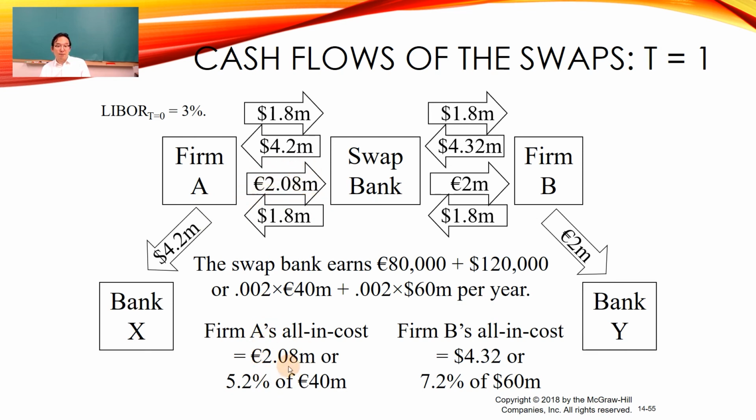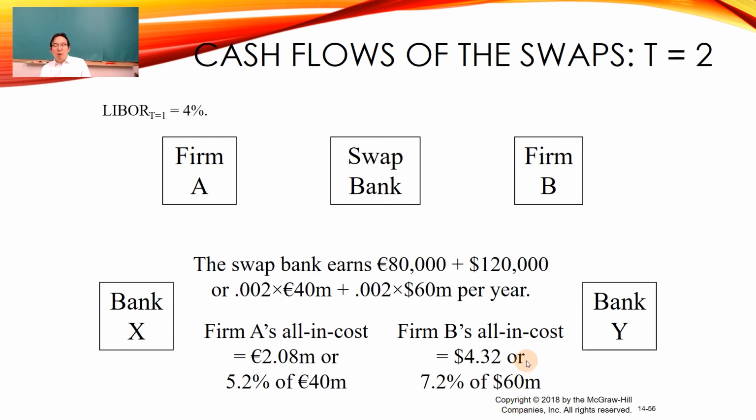That's this one. Now, company B, how is that? 1.8 cancel each other out. 2 million coming in, going out, cancel each other out. The net amount going out for company B, all-in cost, is $4.32 million, or that is 7.2% of 60 million US dollars. That's it.